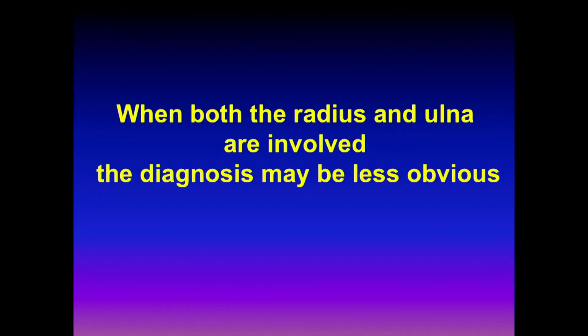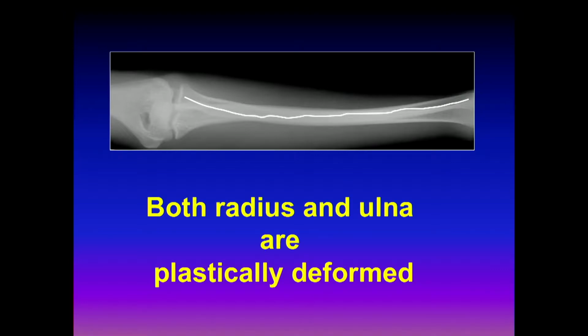Now, if both of them are plastically deformed, the diagnosis may not be obvious. This patient lost rotation and had pain in the forearm, but the emergency room doctor says, I don't think it's fractured. But you can see that there is plastic deformation, and the other key that you have a problem is what? Loss of rotation, pronation and supination. So it's a rotational malalignment when you get plastic deformation. Okay, so both the radius and ulna are plastically deformed.